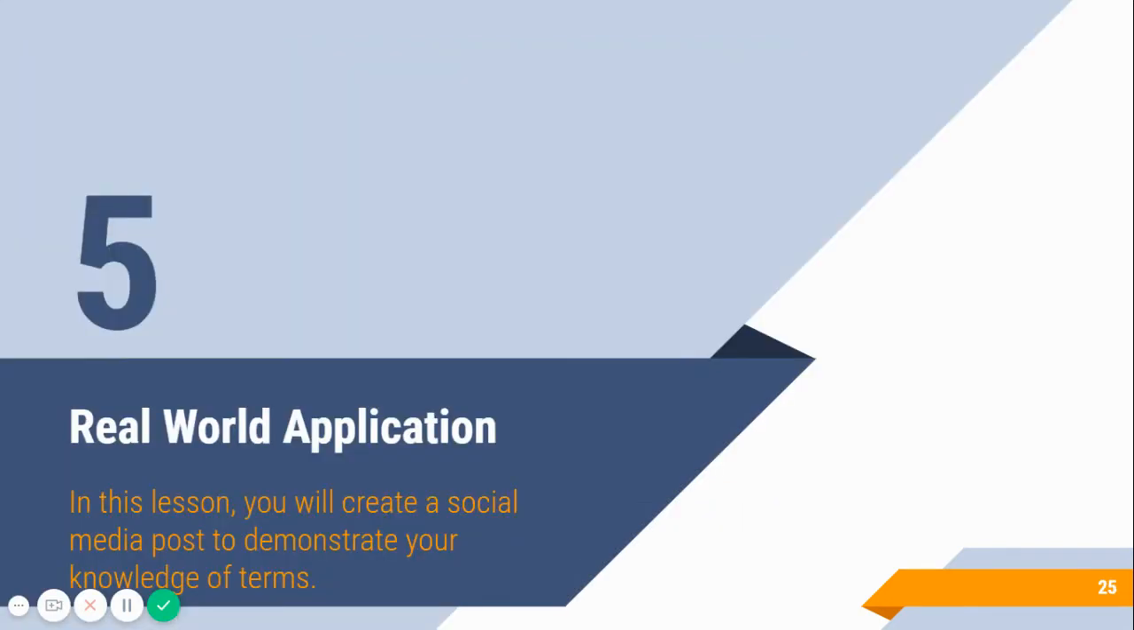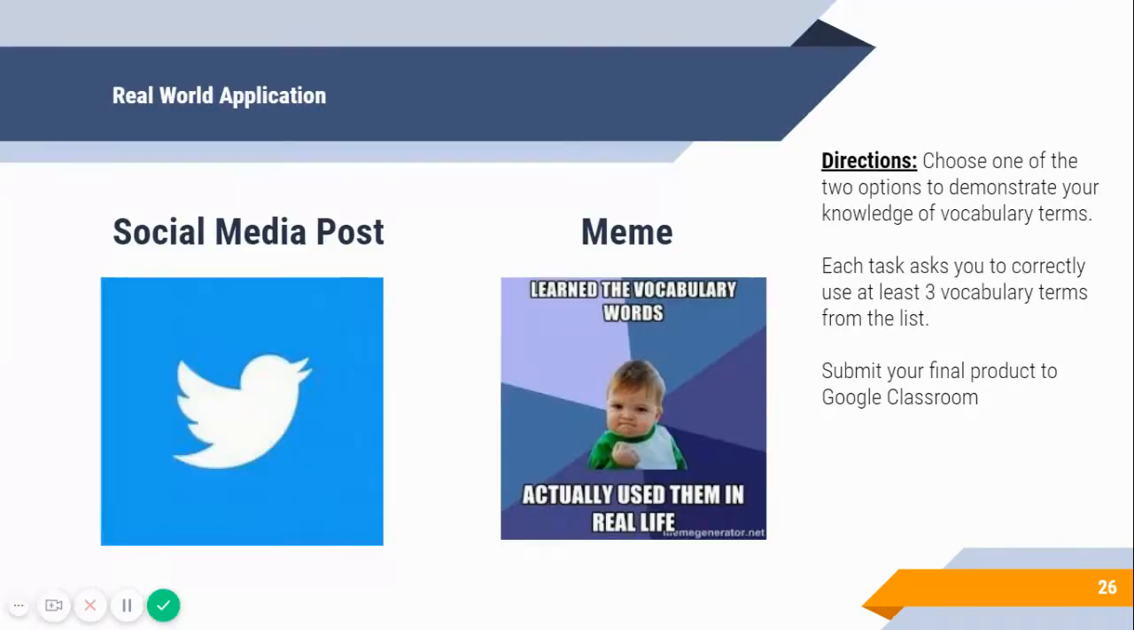Here is our fifth and final objective. In this lesson, you will create a social media post to demonstrate your knowledge of terms. For this activity, you will be able to choose between two different types of assessment: social media, such as Twitter or Facebook, or meme. Choose one of the two options to demonstrate your knowledge of vocabulary terms. Each task asks you to correctly use at least 3 vocabulary terms from the list. Submit your final product to Google Classroom.